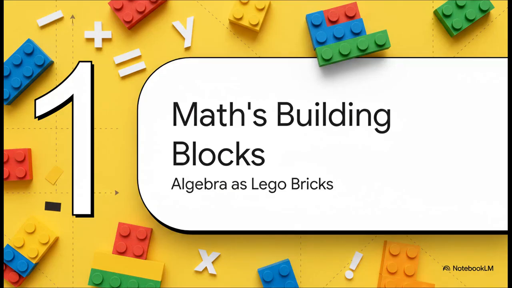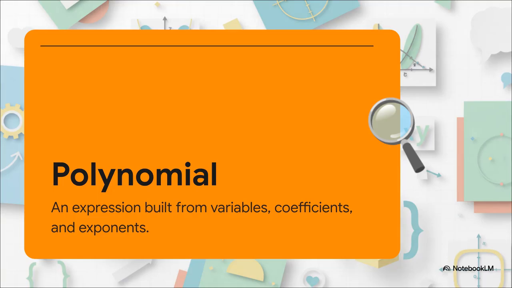So to crack this thing, we need a new way of thinking about it. Let's just, for a moment, stop seeing algebra as a bunch of boring formulas on a page. Instead, I want you to picture a giant box of Lego bricks. You know, simple, colorful, and just waiting for us to build something cool. Okay, so here's our first official term, a polynomial. The textbook would say it's an expression built from variables, coefficients, and exponents. But in our world, a polynomial is just a finished Lego model. That's it. It might look really complex, but when you get right down to it, it's just a collection of individual bricks all snapped together in a very specific way.